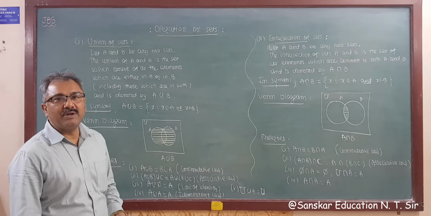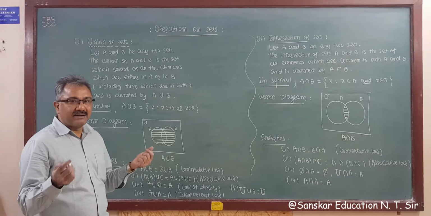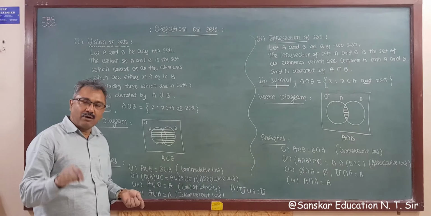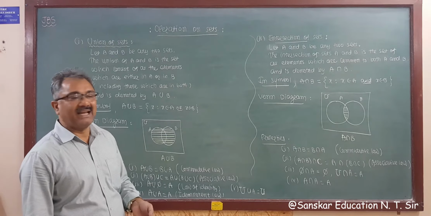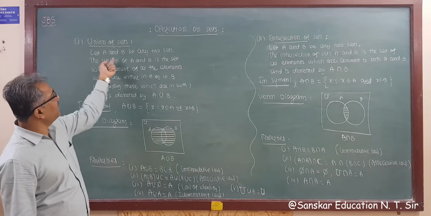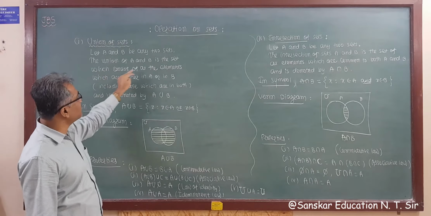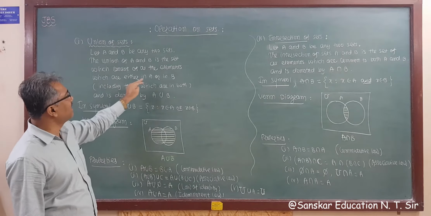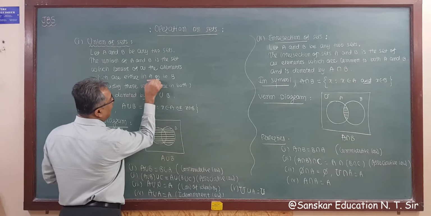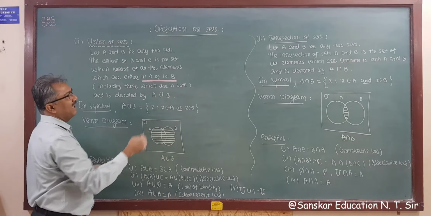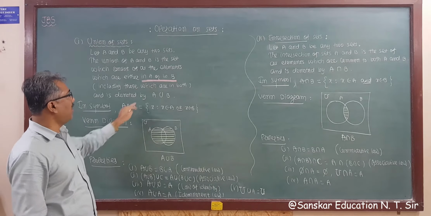Suppose A and B are two sets given. Then the set of elements containing either in A or in B is called the union of two sets A and B, right? So let A and B be any two sets. The union of A and B is the set which consists of all the elements which are either in A or in B. So this is important.